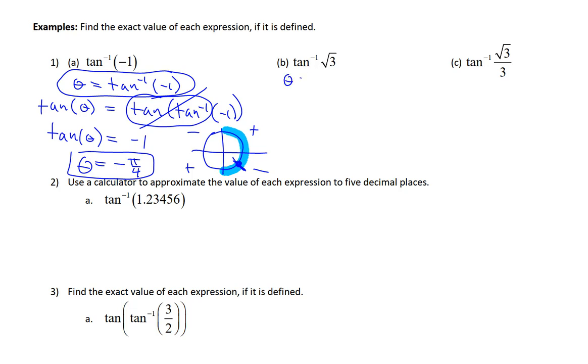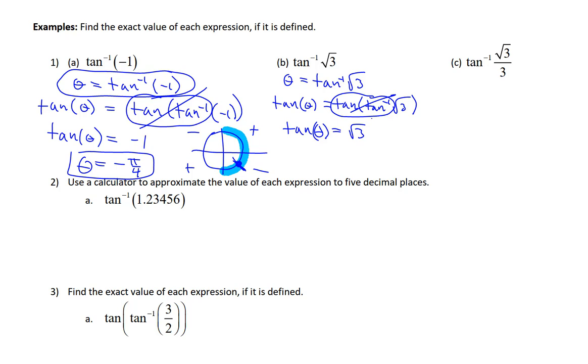I'm going to pull out a variable theta just to have something to work with and let that equal my expression. So theta equals tangent inverse of the square root of 3. Of course, it helps to know your unit circle on these. If I apply the tangent to both sides, I'll have tangent of theta on the left side equals tangent inverse of square root of 3 on the right side. And then if I use the cancellation property, tangent of tangent inverse, those will cancel, leaving us with the tangent of theta equal to the square root of 3.